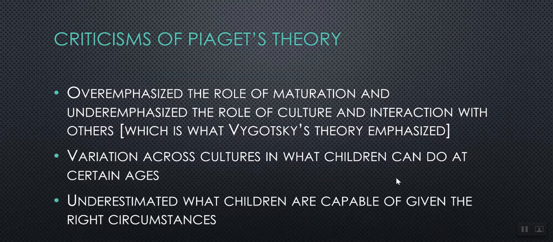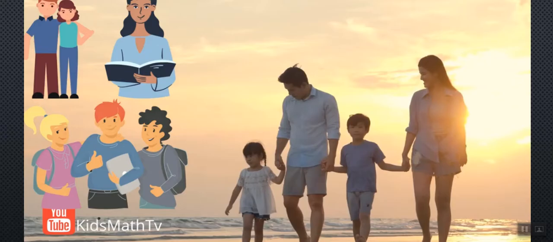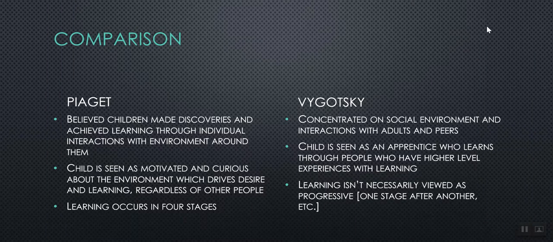The other thing is that there are variations in cultures in what children can do at certain ages. And this is not because of how smart or not a child is. It's simply because of what they're exposed to. And so you're going to see a lot more of that in this week and in following weeks. He also underestimated what children are capable of given the right circumstances. So again, between him and Vygotsky, we have almost a complete theory, right? It makes sense, and we can see between the two of them everything we need to know about cognitive development. But standalone, they both maybe have some deficiencies, some areas where they're not strong.